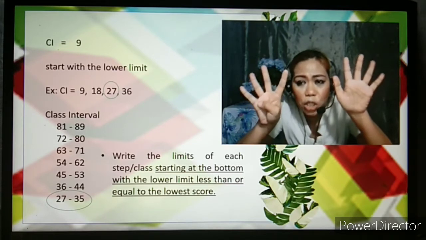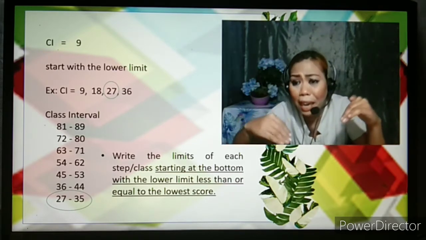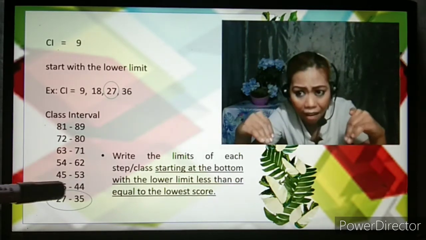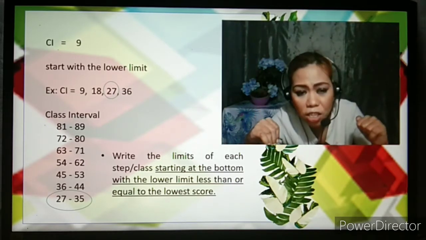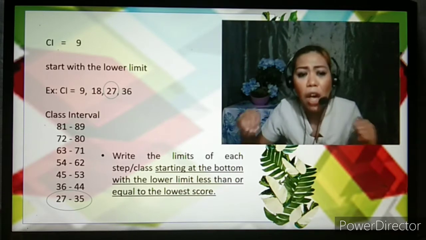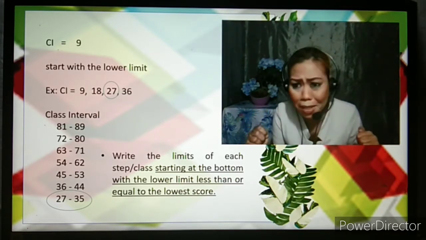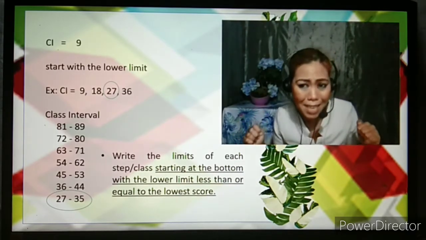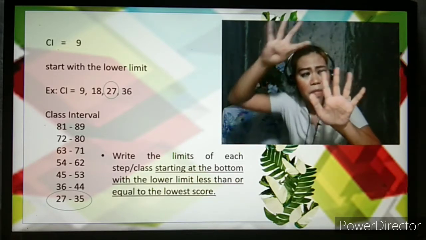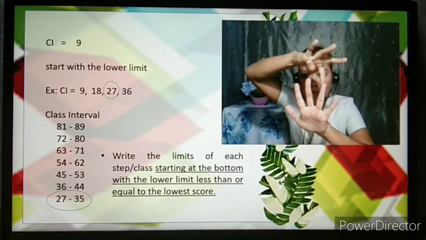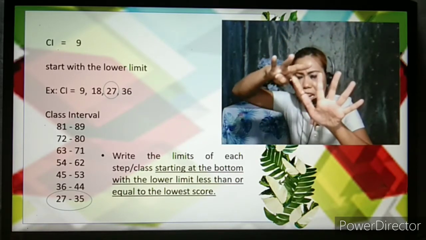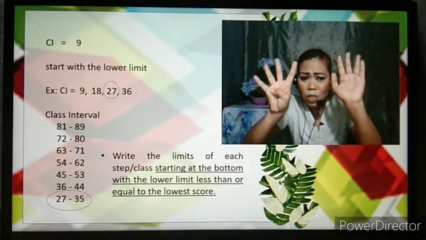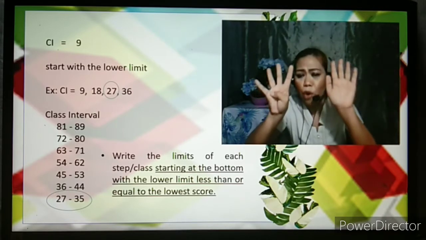The second interval, look at the bottom. Don't get lost. Just look at the bottom because we are starting right there. So the next interval is 36 to 44. Why is it 36 to 44? You're done with the 35, so let's start with 36. Let's do it again. 36, 37, 38, 39, 40, 41, 42, 43, 44. So that is why it is 36 to 44.